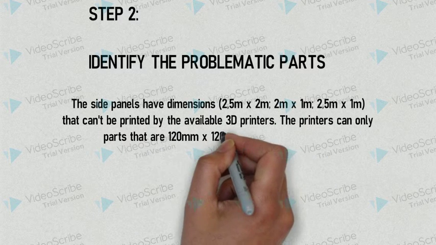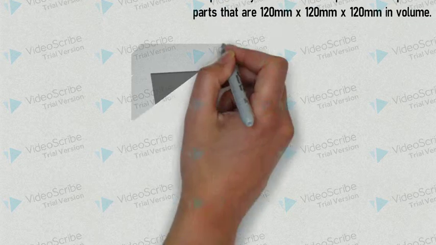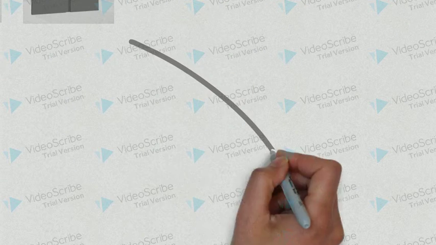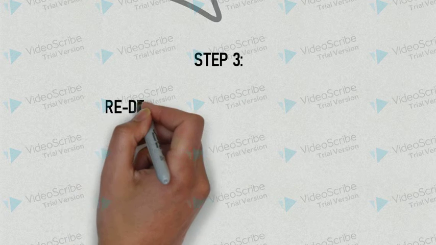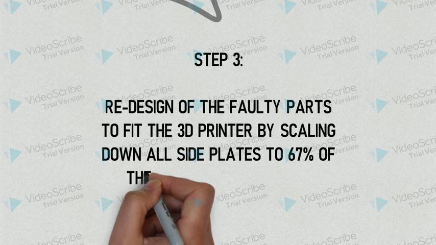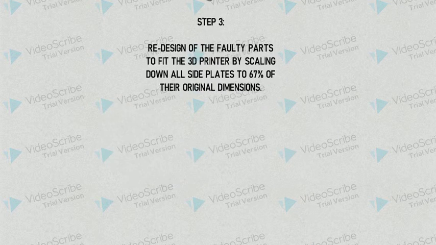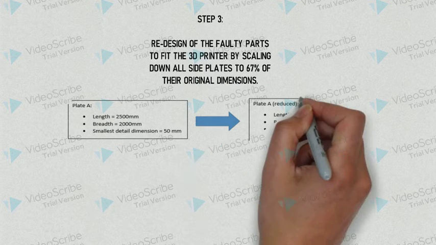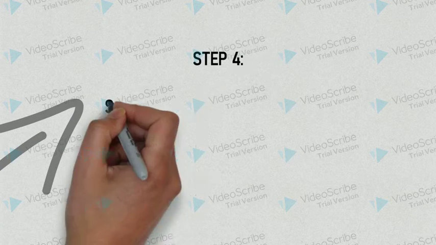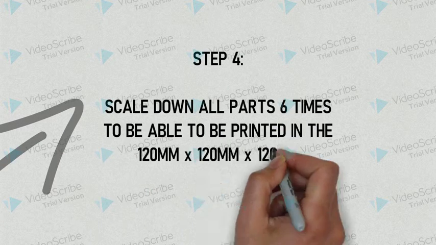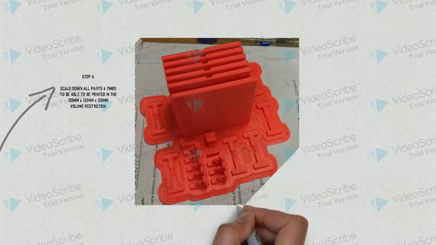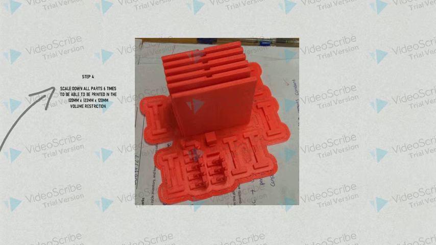Now the side panels were identified as being way too large for the actual 3D printer, so they needed to be redesigned. Instead of recreating a new concept, we believed that our concept was ideal. So what we did, just for the prototype, was scale it down to 67% of the original part. After that, all the other parts were scaled down 6 times so it could all fit into one print.